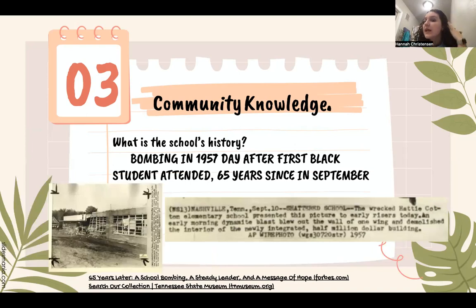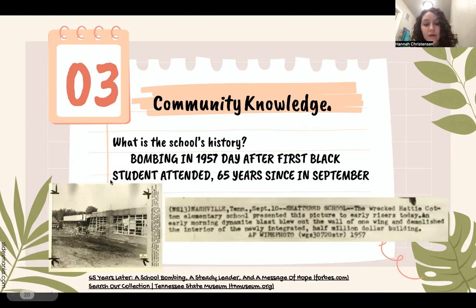Probably the most interesting thing about my school is the history of it. There was a bombing of Hattie Cotton Elementary in 1957. The day after the first Black student attended, the school was bombed. It was rebuilt within 8 days, according to the Forbes article that went out for the 65th anniversary. It was rebuilt, and then after about 10 years, they tore it down and revamped it and rebuilt it. Instead of just fixing the damage that was done, they revamped it.